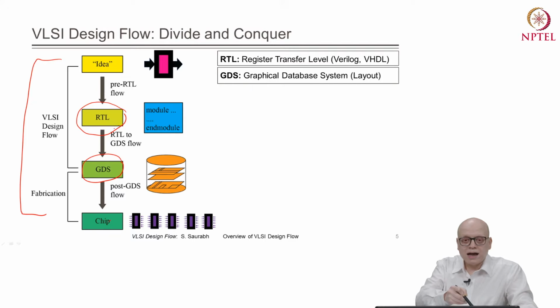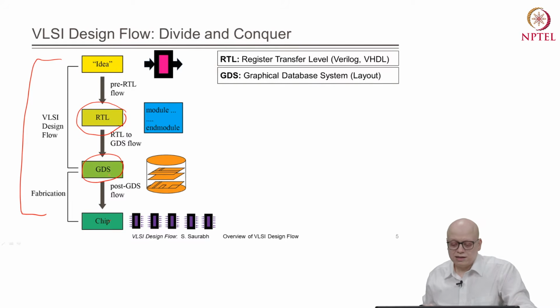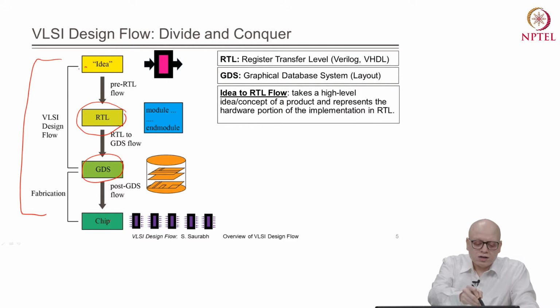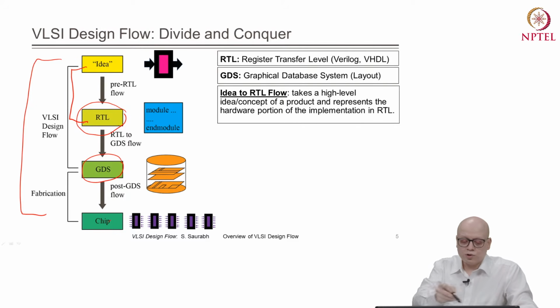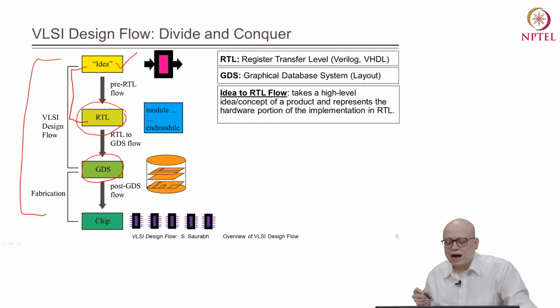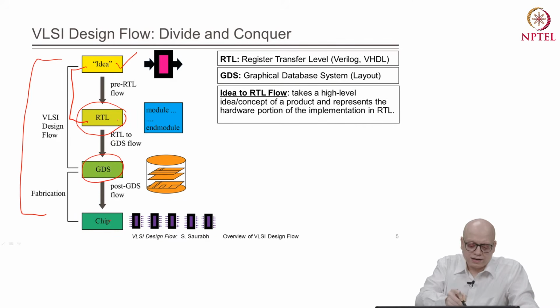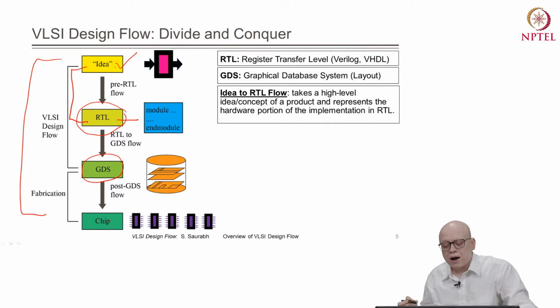So from the idea to the chip, we have identified two important milestones. One is the RTL and the GDS, and based on these milestones we can divide the entire process flow into three parts. The first part is from idea to the RTL. So in this step, what we do is that we take a high level idea concept of a product and represent the hardware portion of the idea into an RTL. So that we can call it as idea to RTL flow, or we also call it as system level design.